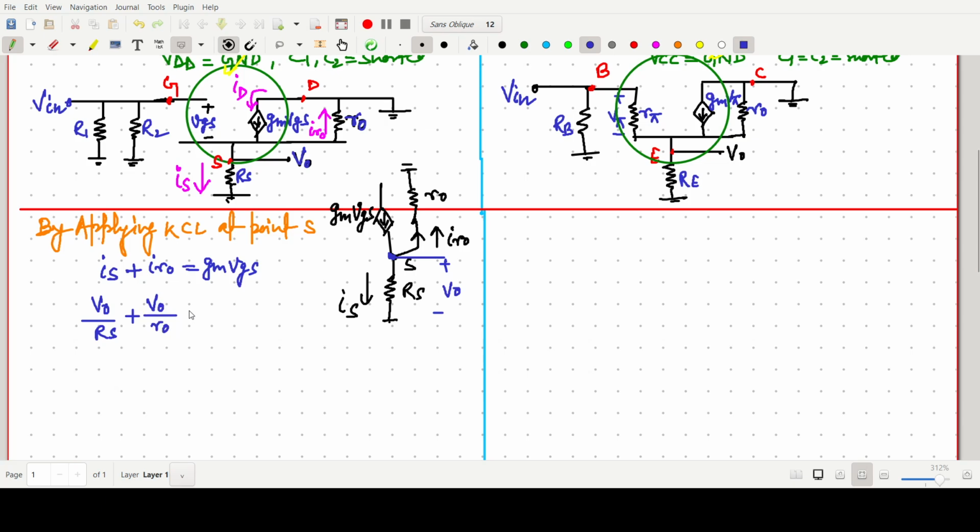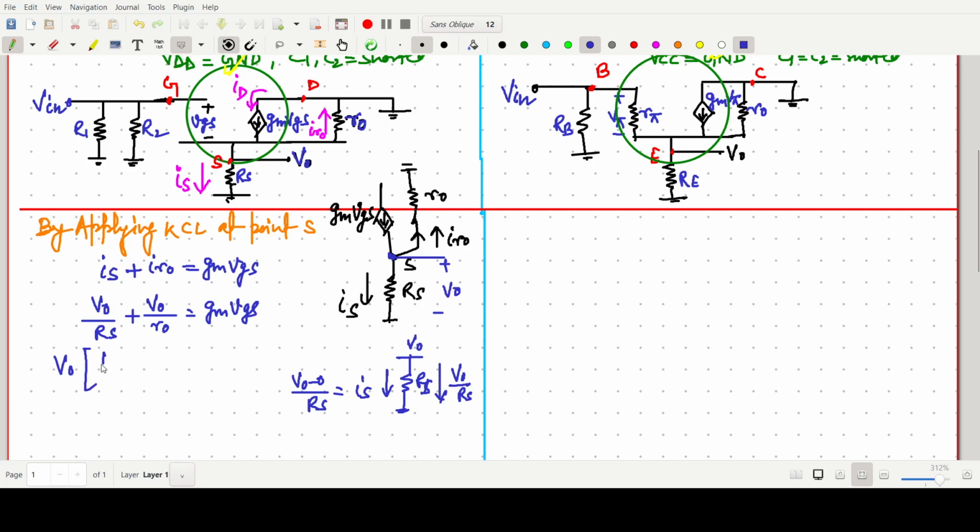Simple. Means what I am doing, if some resistance is there, say R1, and this one is V naught potential, or say this one is simply RS, so this IS will be V naught minus 0 by RS, so V naught by RS. So this current will be V naught by RS.